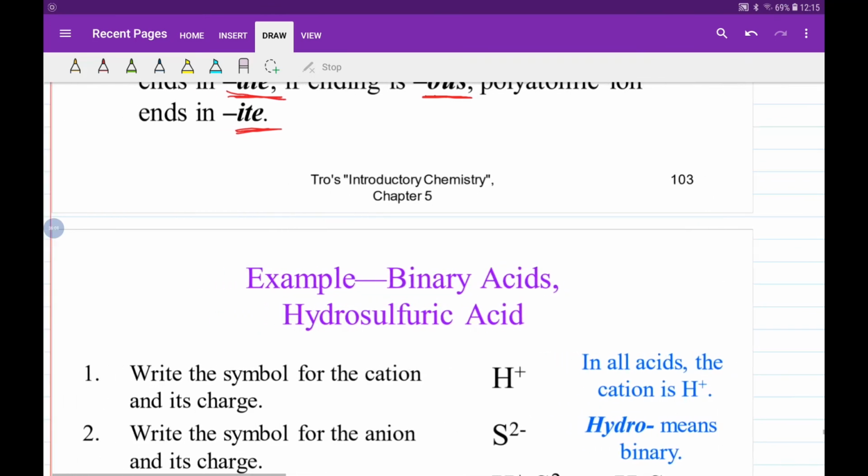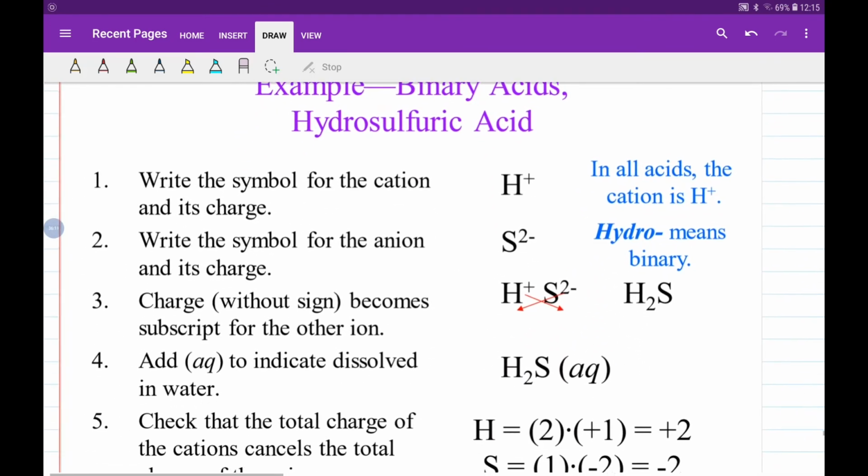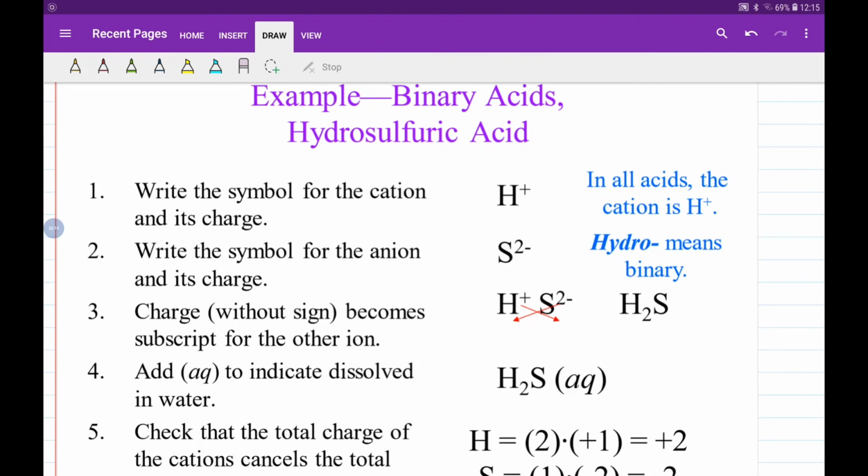Hydrosulfuric acid. So if we look at hydrosulfuric acid, that means we're starting with hydrogen. We look at the sulfide, right? It says hydro, that means we have a binary acid, and sulfuric means we have a sulfide. So I'm going to use the sulfide ion, it has 2 negative charge. That means I need 2 hydrogen. The formula will be H2S, and I need to add aqueous after it.